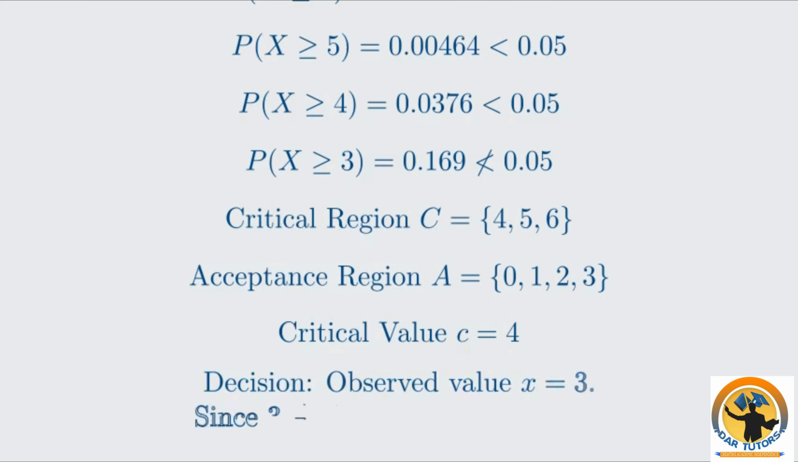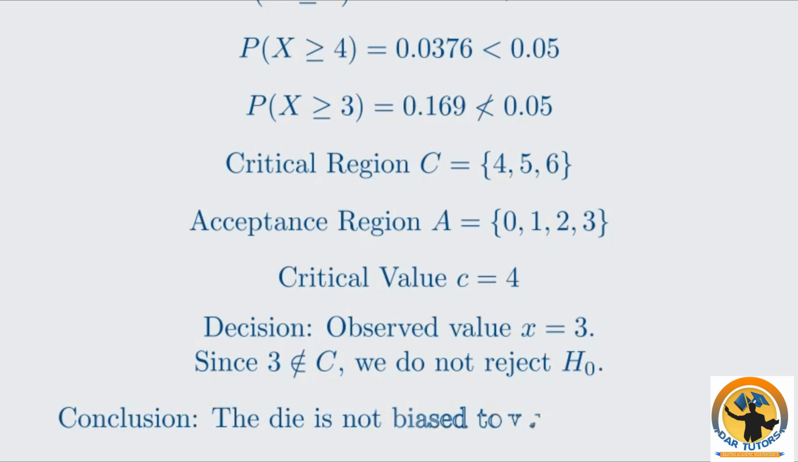Now, let's say the die was rolled 6 times and 3 ones appeared. To make our decision, we compare the observed value x=3 to our critical region. Since 3 is not in the critical region, we do not have sufficient evidence to reject the null hypothesis. We would conclude that the die is not biased towards rolling a 1.